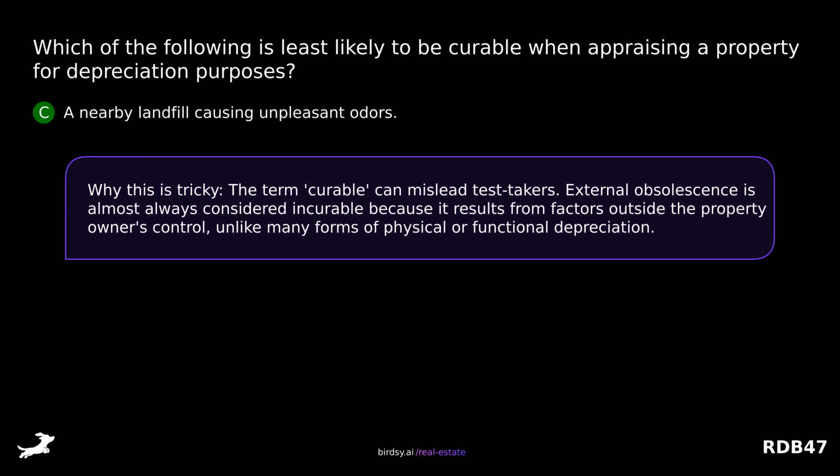Why this is tricky? The term curable can mislead test takers. External obsolescence is almost always considered incurable because it results from factors outside the property owner's control, unlike many forms of physical or functional depreciation.